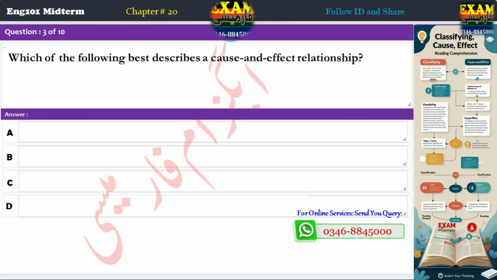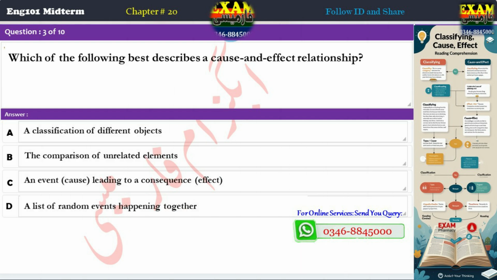Question 3. Which of the following best describes a cause and effect relationship? A. A classification of different objects. B. The comparison of unrelated elements. C. An event, cause, leading to a consequence, effect. D. A list of random events happening together.